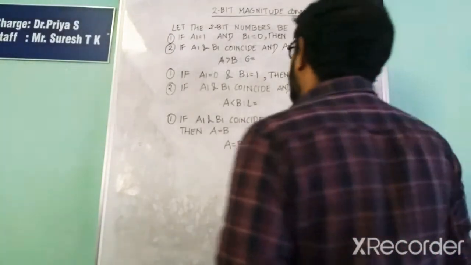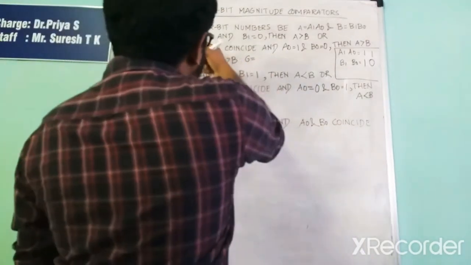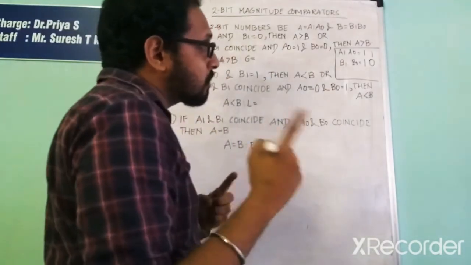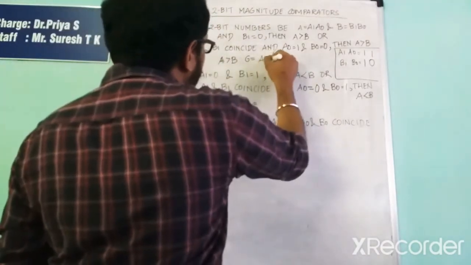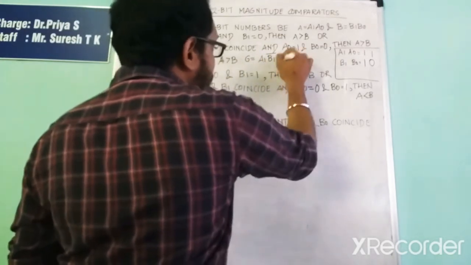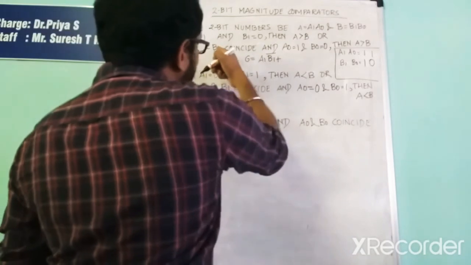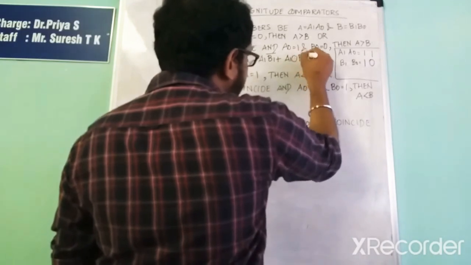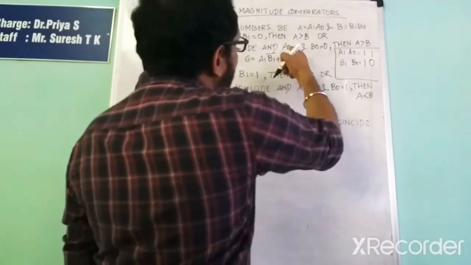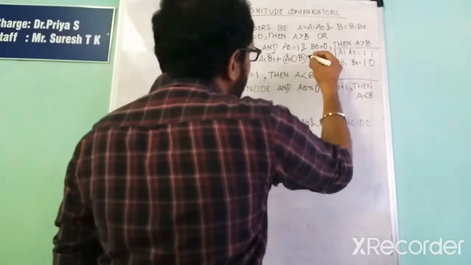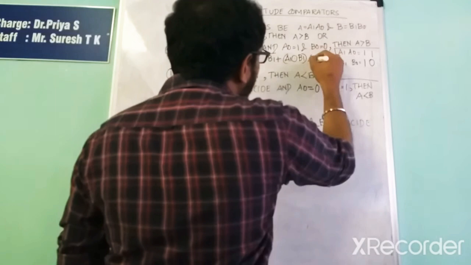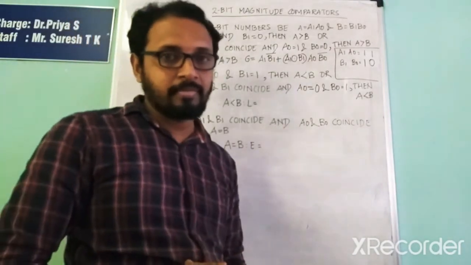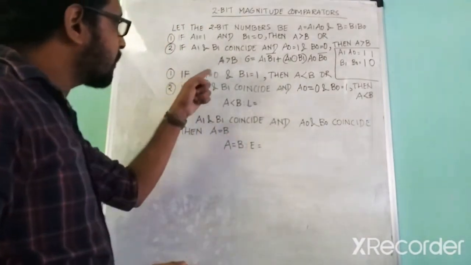How can we write the condition? In the first case it was A1 1 and B1 0, so we write this as A1 B1 bar, plus, we have an OR condition, plus A1 and B1 coincide, that means A1 XNOR B1, and A0 is 1, B0 is 0, so into A0 B0 bar. Clear?